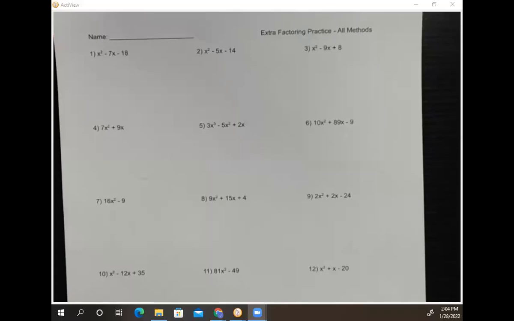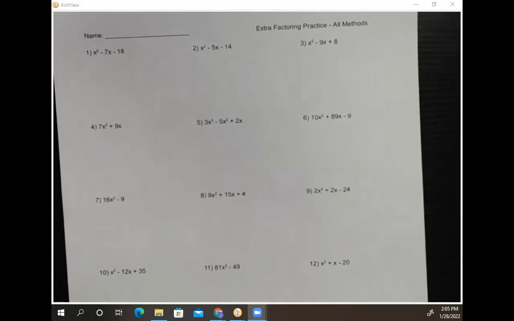We are going to take a look at some more factoring practice. So we talked in Unit 8 about factoring things with 3 terms and factoring things with 2 terms. We talked about looking for greatest common factors or GCFs. So we're going to see all of that in our practice today.